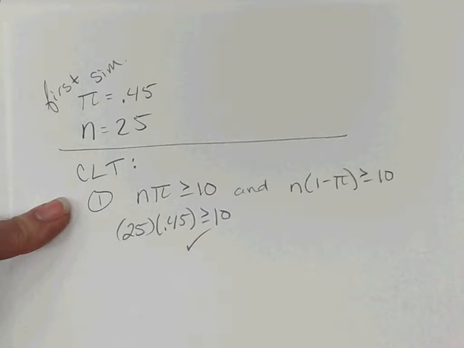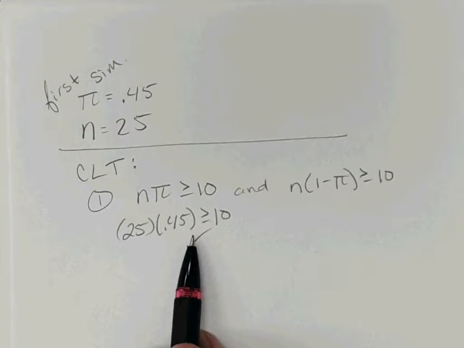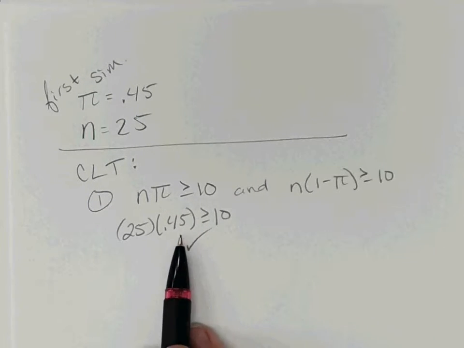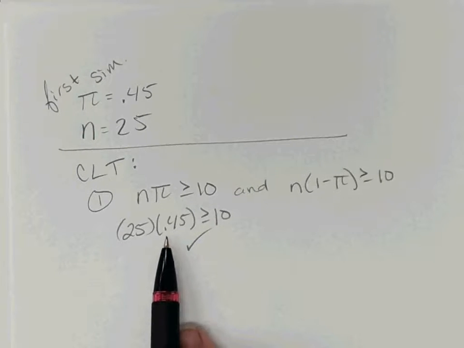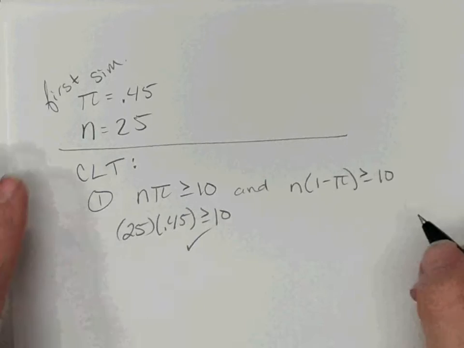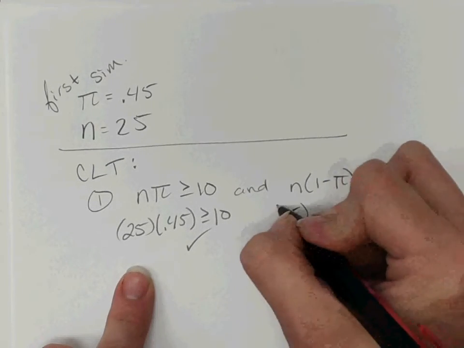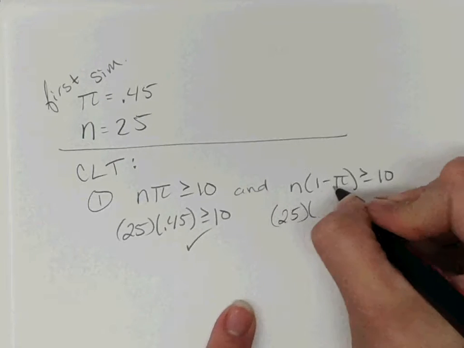Yes, it is. This is one where, unless it's really close, we don't really have to calculate it. I don't really care what that number is. I just need to know, is it going to be bigger than 10? This is almost half of 25. It ends up being around 11. It's bigger than 10. My next piece is looking at 25 times 1 minus pi.